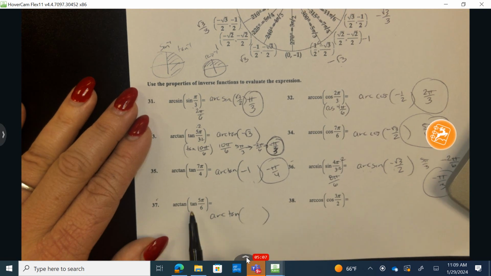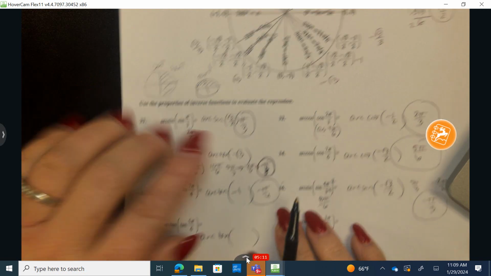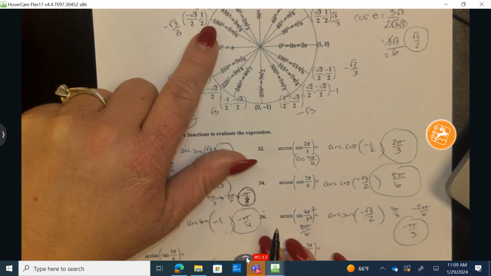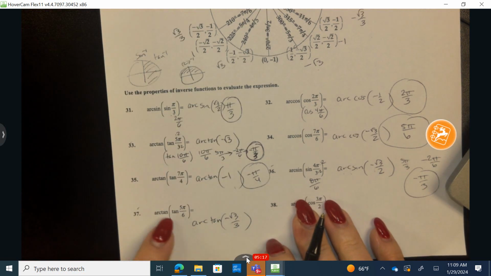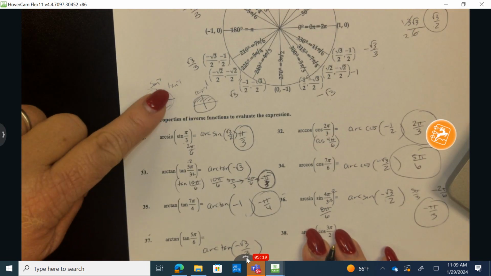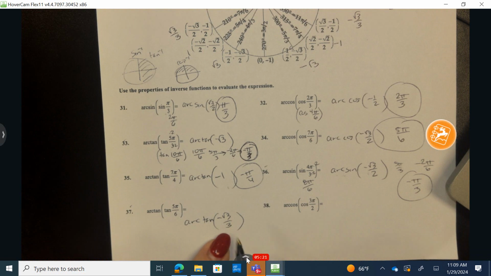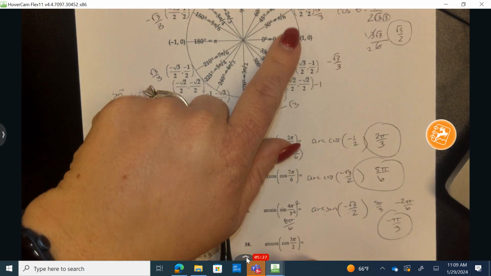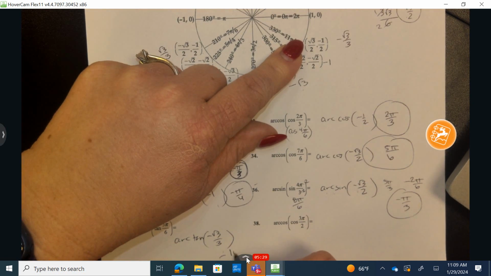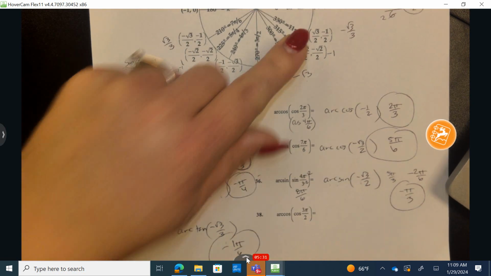Arctangent. Okay, what is the tangent of 5 pi over 6? So 1, 2, 3, 4, 5. The tangent is negative radical 3 over 3. And we want to know where can I find a tangent in quadrants 1 and 4. It's also equivalent to negative 3 over 3. And that would be right here at 11 pi over 6. So we're dropping it down negative 1 pi over 6.